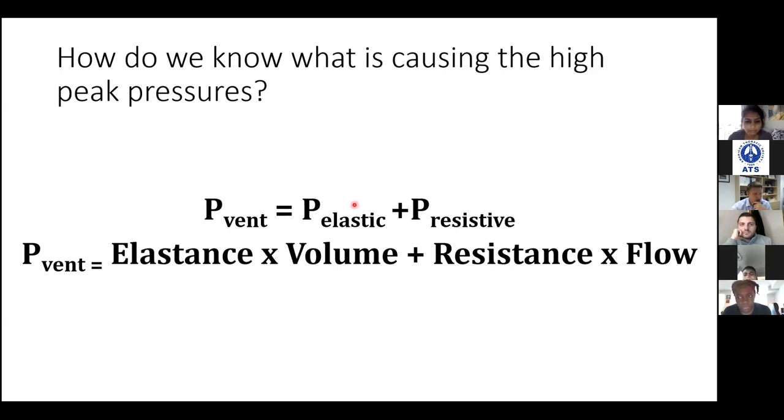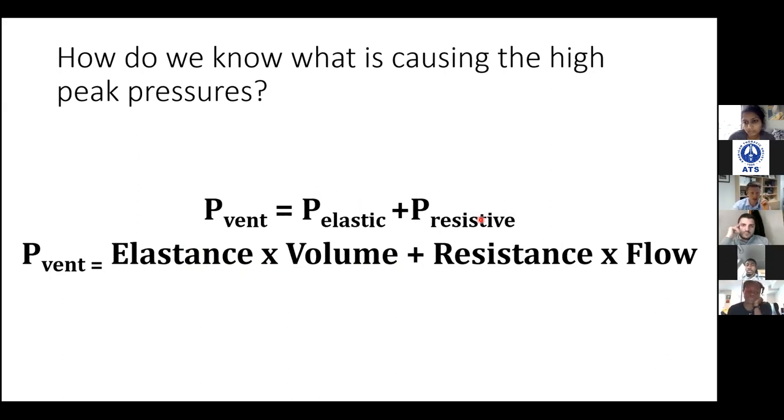So the peak pressure is the sum of the elastic pressure, which Dr. Ashton mentioned is in your syllabus on the wiki site. Elastic pressure is determined by the elastance, or the inverse of the compliance of the lung, how stretchy the lung is, and how distended the lung is. So the lung wants to recoil inwards. The resistive pressure is determined by flow going through the airways, or flow through the ET tube.